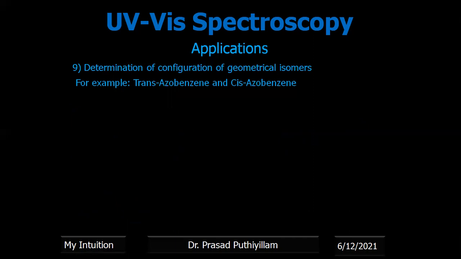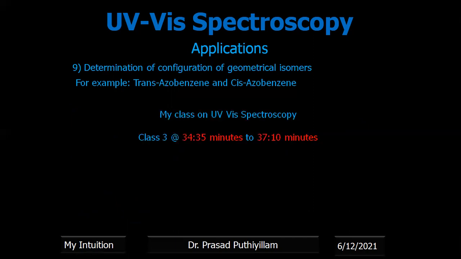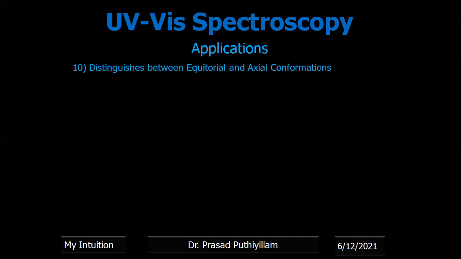Have you heard about this before? It is there in my class videos, class number 3, from 34 minutes 35 seconds to 37 minutes 10 seconds, approximately in that range, where I explained about this. So please go watch that one and note it down as an example for the determination of the configuration of geometrical isomers. Move on to that.